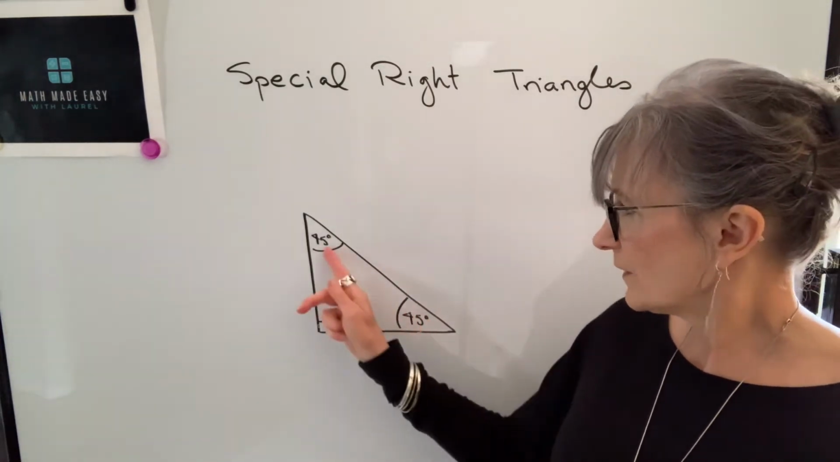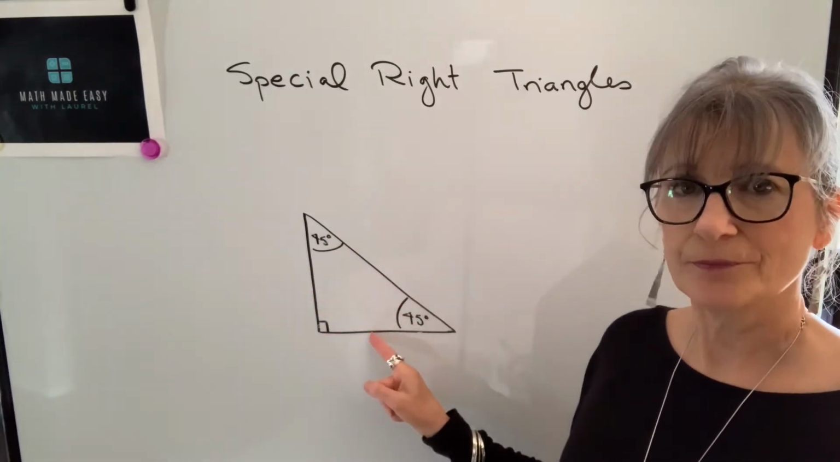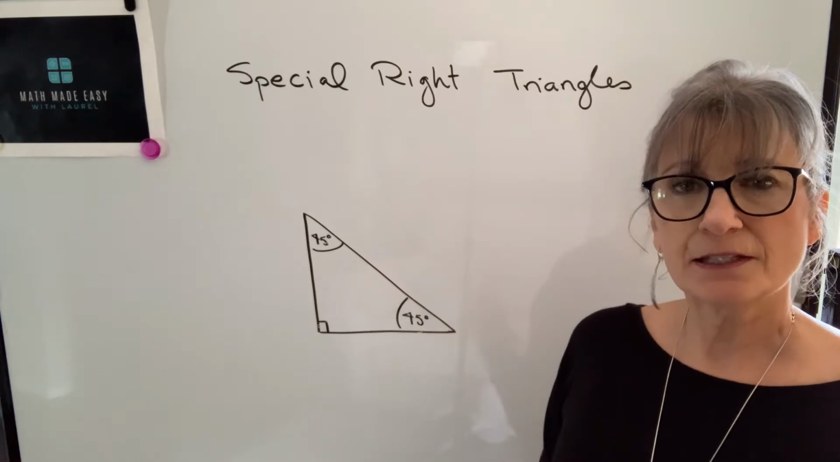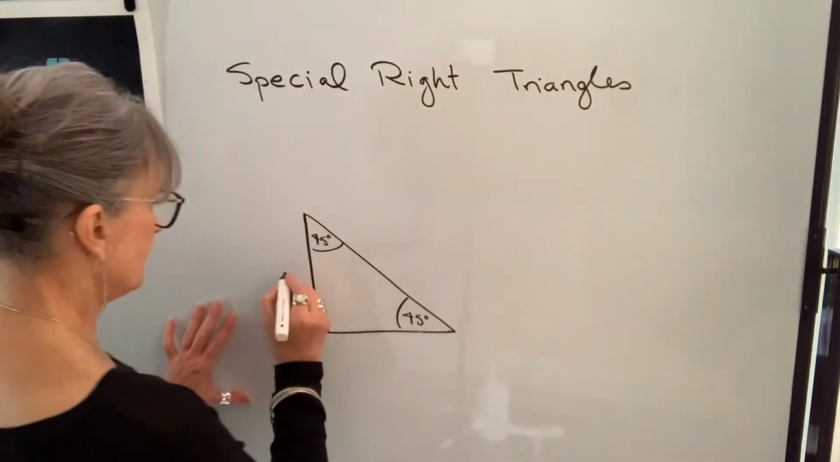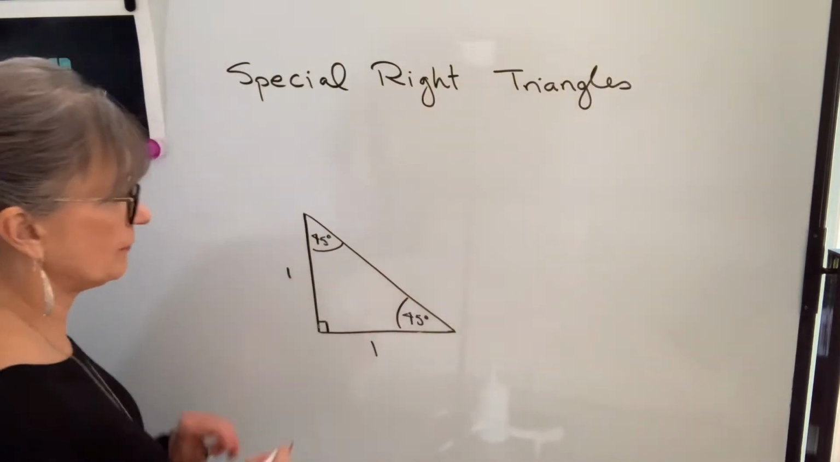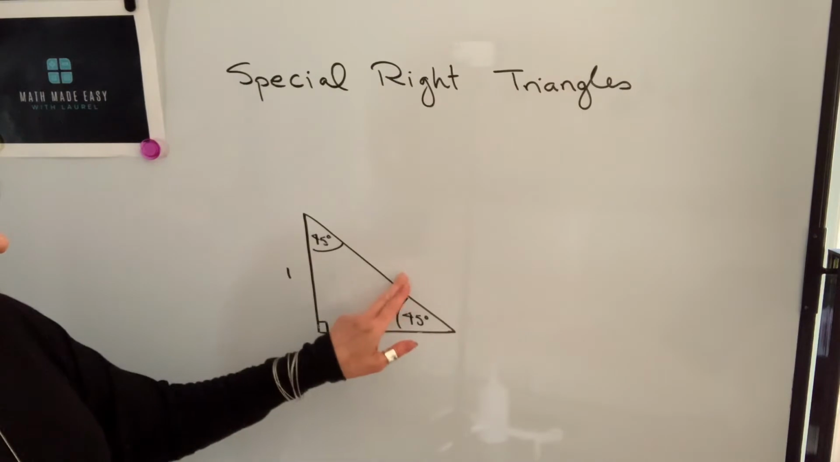Because these two angles are equivalent, that means these two sides are equivalent. And what we're going to do is let the length of each of those sides be equivalent to 1. So this is 1, therefore this is 1. We can use our right triangle theorem to find the length of the hypotenuse.